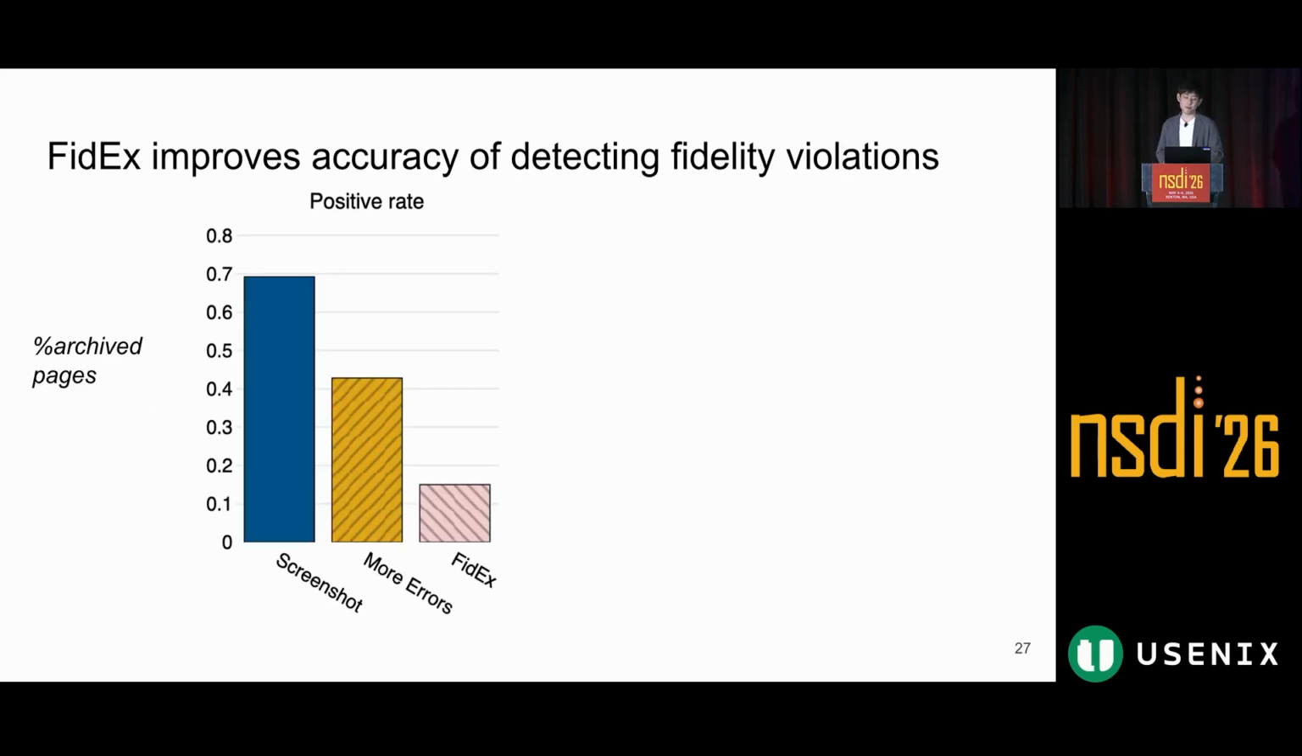So for detection, this figure shows the positive rates reported by each metric, meaning how many times these metrics say there's a problematic archive copy. As you can see, FidEx actually has the lowest positive rate. So this might mean FidEx is only able to discover the minimum number of fidelity violations.